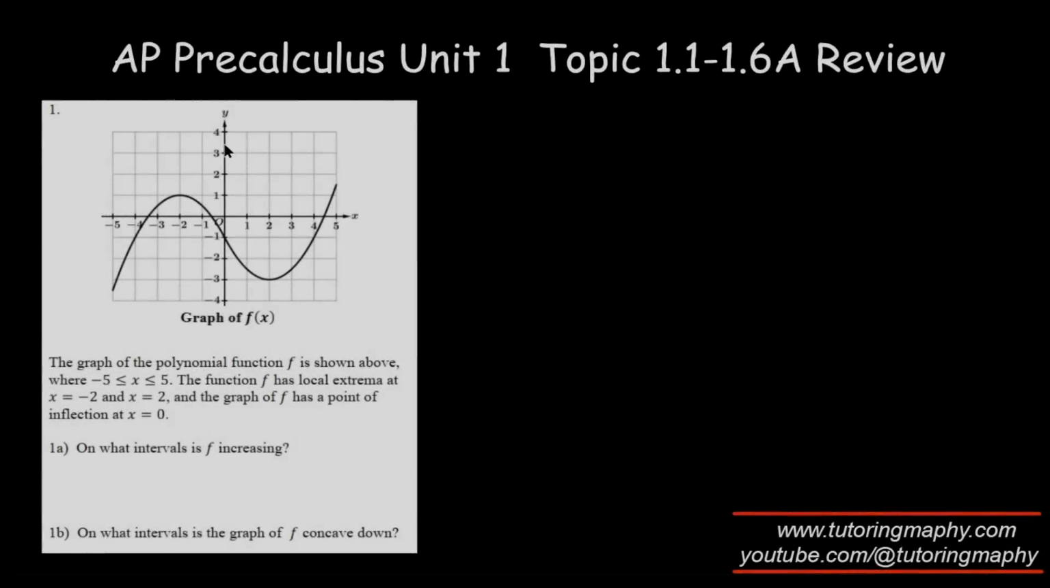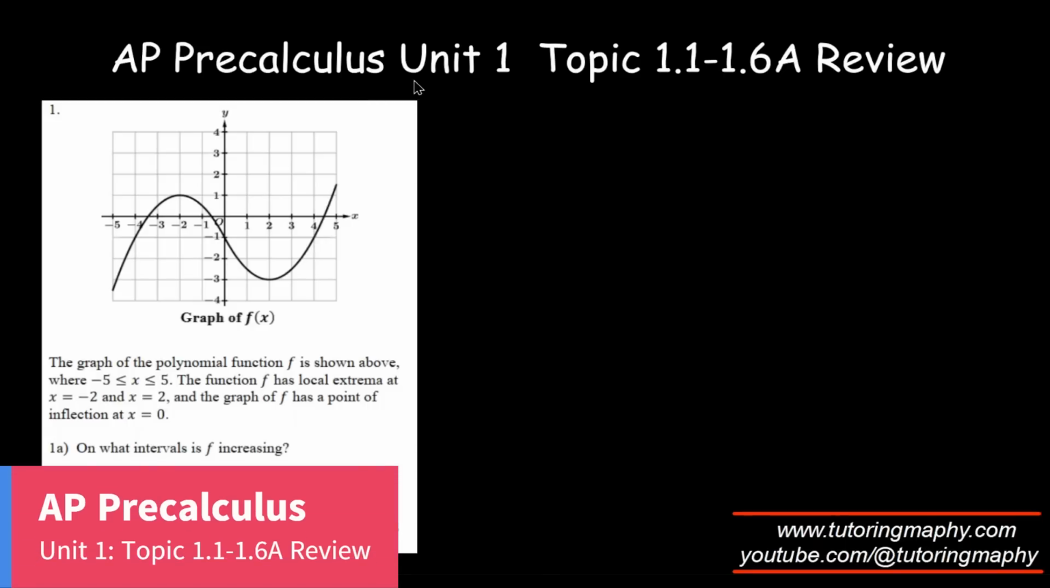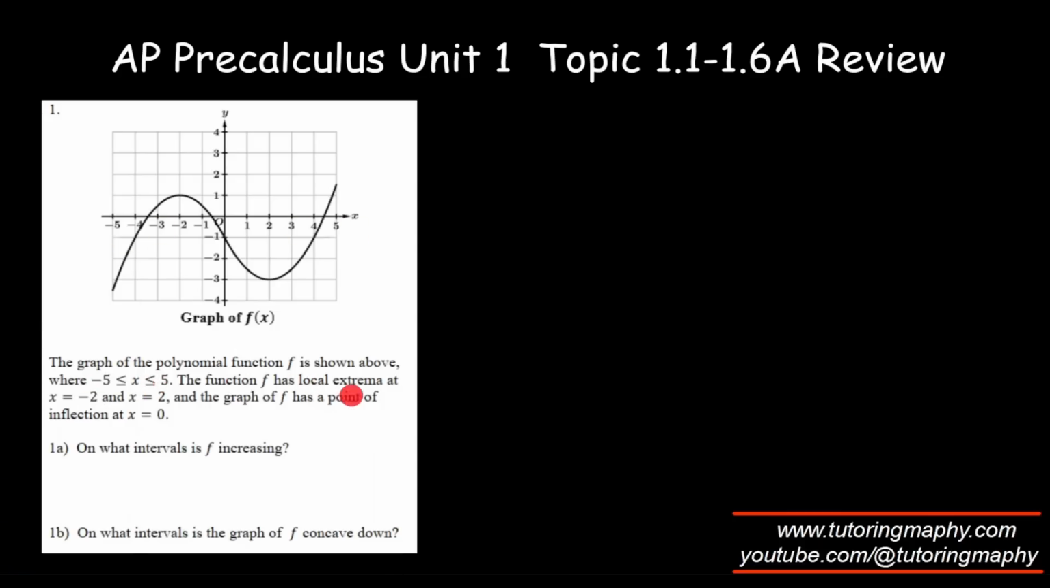Okay, let's do this review on topic 1.1 to 1.6. This is the first video on this review. We are given a graph of the polynomial between -5 and 5, and the function has a local extrema at -2 and 2, and the graph has a point of inflection at x equal to 0, which is right over here. If you're thinking it is a -1, yeah, it is the y value, right? X is still 0, so 0, -1.